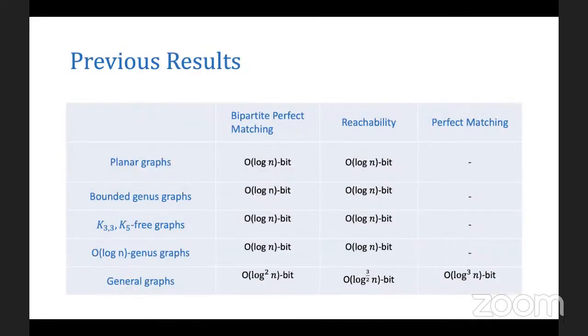Previously, such weight functions have been constructed for various special classes of graphs, like planar graphs, bounded genus graphs, K33 and K5-free graphs, and log n genus graphs. But for general graphs, we still do not have any polynomial size isolating weight function that can be constructed efficiently.